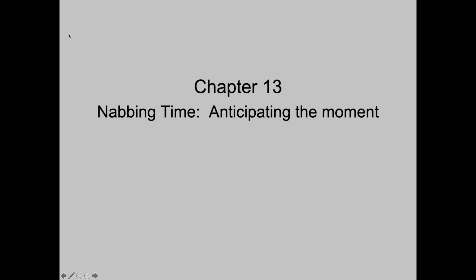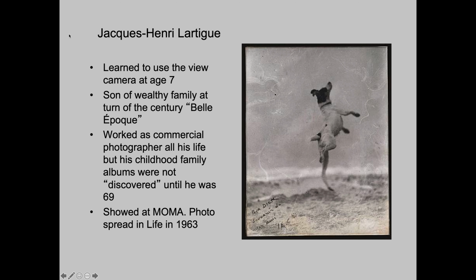So, as I said, today we're talking about the idea of catching time and anticipating the moment. So the first person I'm going to talk about is Jacques Henri Lartigue, who actually started out as a photographer at the age of 7. And I am not kidding when I say that. He learned how to use a view camera at that age and was obsessed with it.